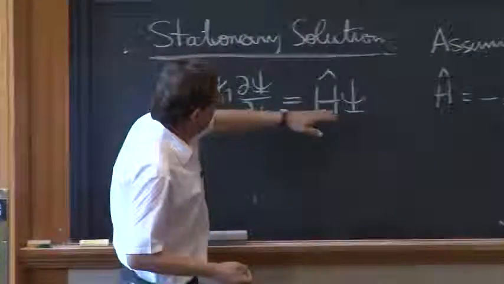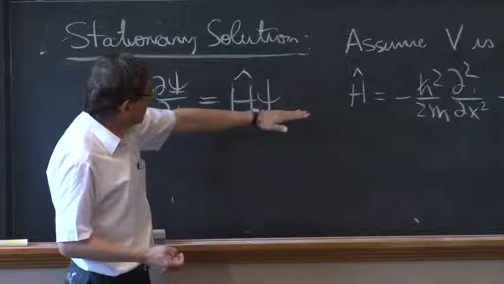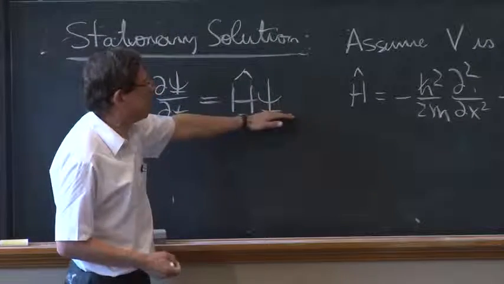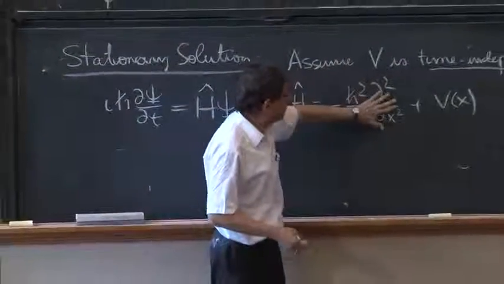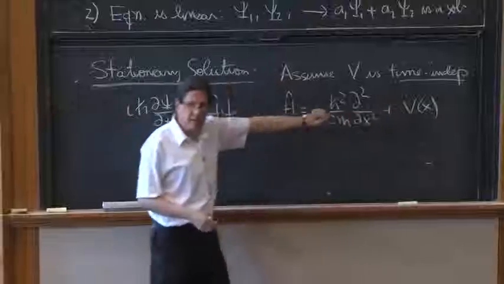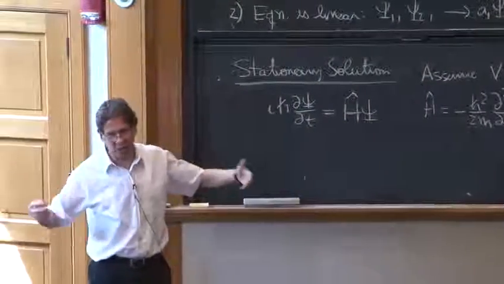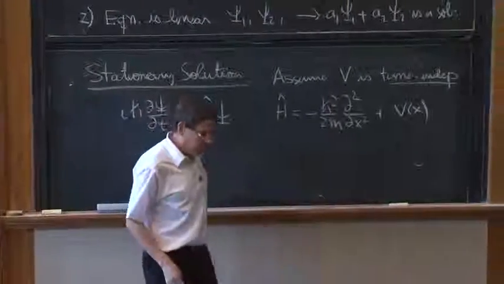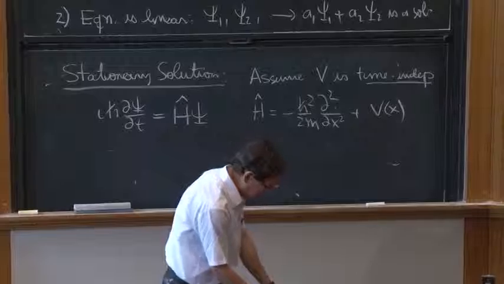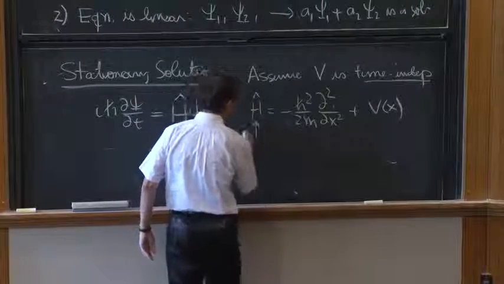So you've got a wave function, which is a complex number that depends on x and t ultimately, and then you act with this thing, which involves taking derivatives and multiplying by V of x, and you still get some complex function of x and t. So this is called the Hamiltonian operator, and it's written like that. This Hamiltonian operator is time independent.